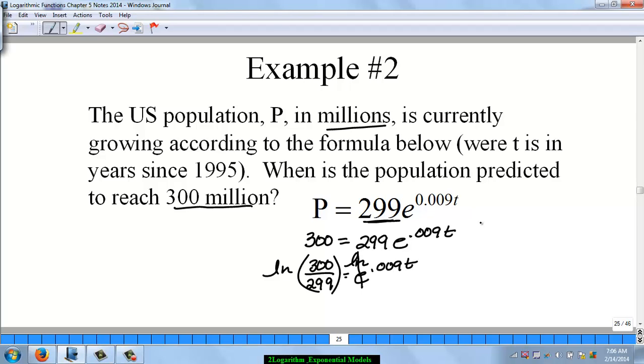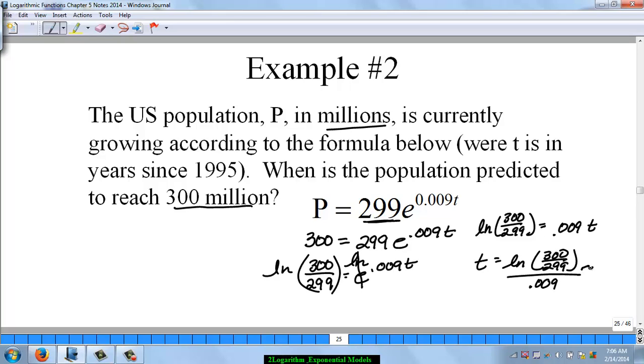So now I have natural log of 300 over 299 equals 0.009t. And to solve for t, these are hooked by multiplication, so I'm going to unhook it by division. So t is natural log of 300 over 299 divided by 0.009, which is roughly 0.371 of a year. So in this case, for it to go to 300 million, even though it's growing 0.9% continuously, it's not even going to take half a year for that to happen.